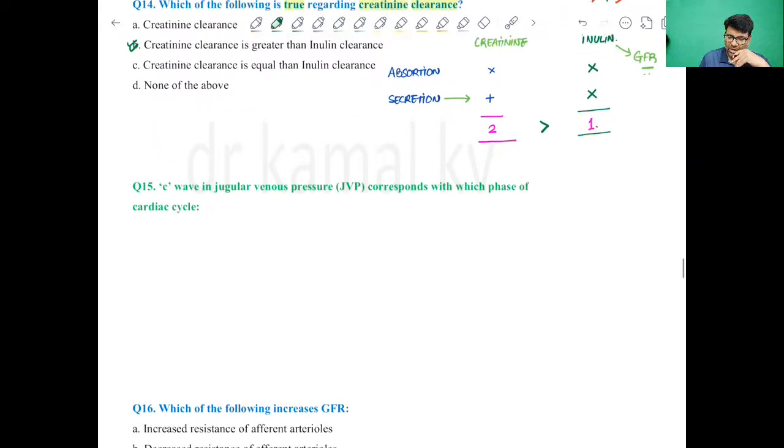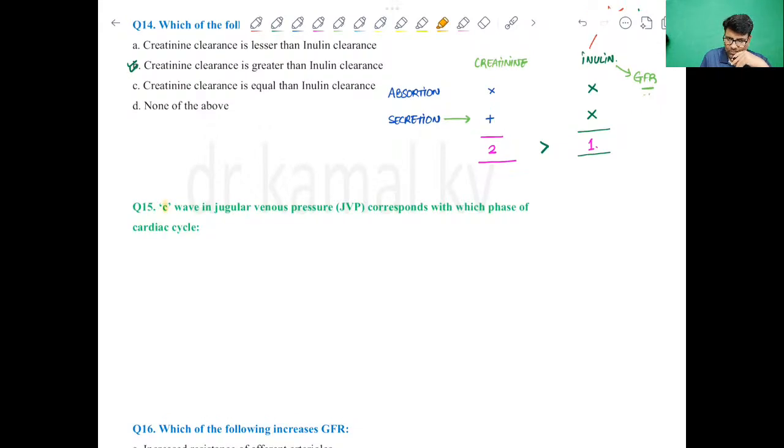Now the next question is about the C wave of JVP, and it is being asked which phase of the cardiac cycle it corresponds to. To answer this, we should know the physiological mechanism behind the production of the C wave. Now we know that the C wave in JVP is a positive wave. Clear? And when I say positive, it means the pressure in the right atrium has increased.